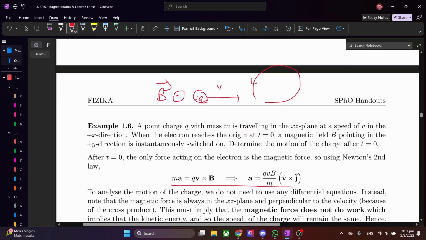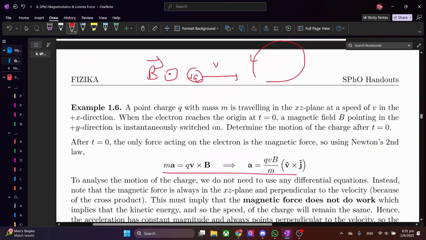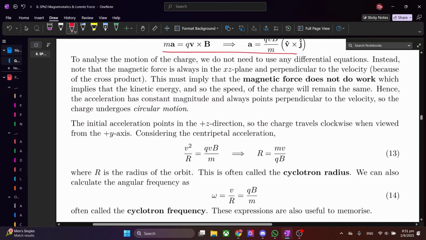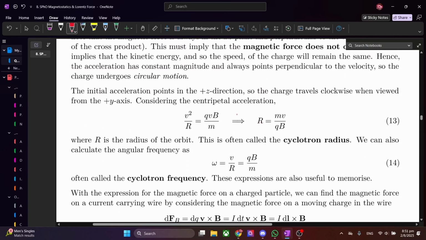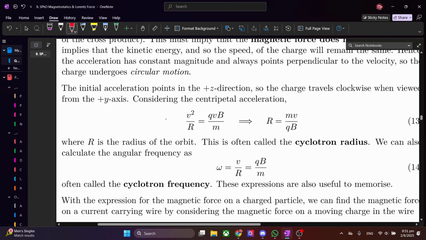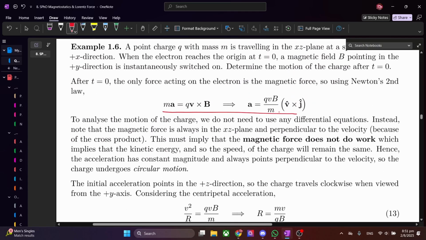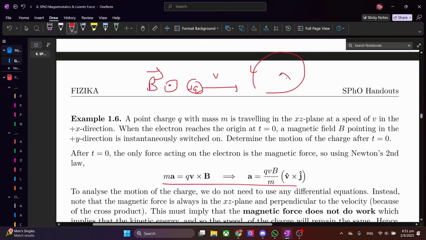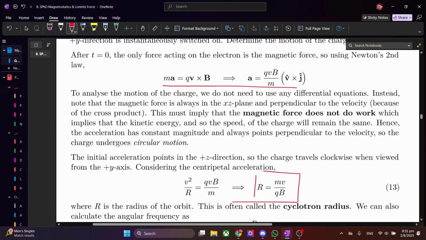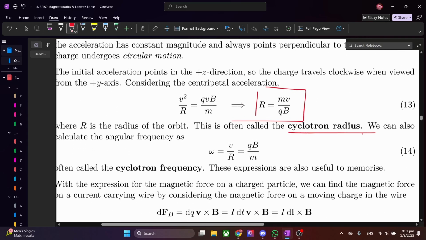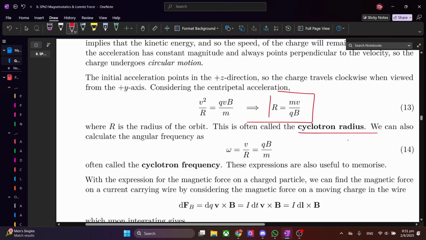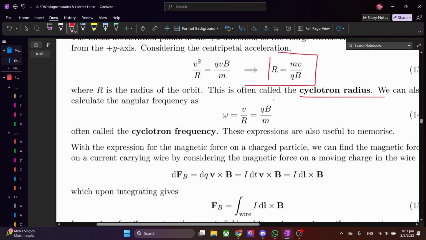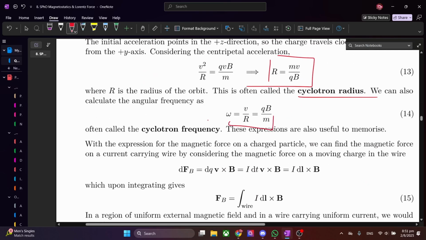This is very useful in a lot of practical applications, and these formulas are useful to memorize. If you equate the centripetal acceleration to this acceleration, you can get this, which is the radius of your orbit, because your charge will orbit inside the magnetic field, and this is often called the cyclotron radius. There is also an associated angular frequency which you can calculate in a similar manner, which is like this, and this is also often termed the cyclotron frequency.